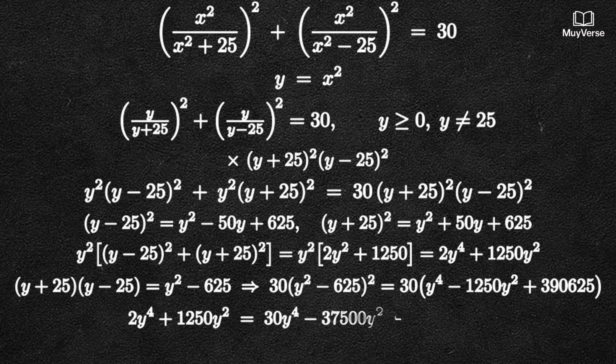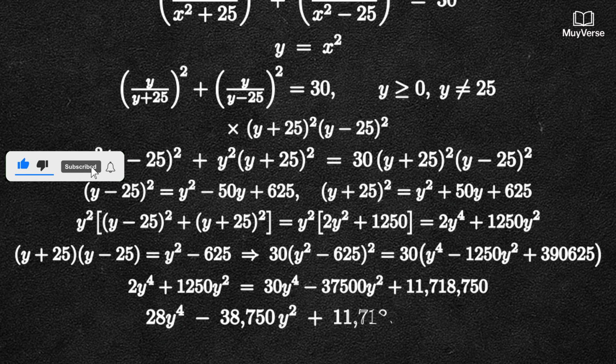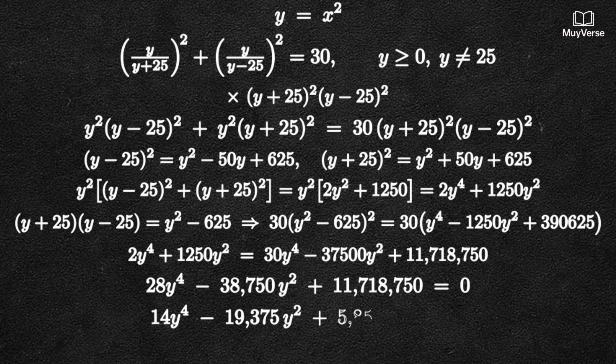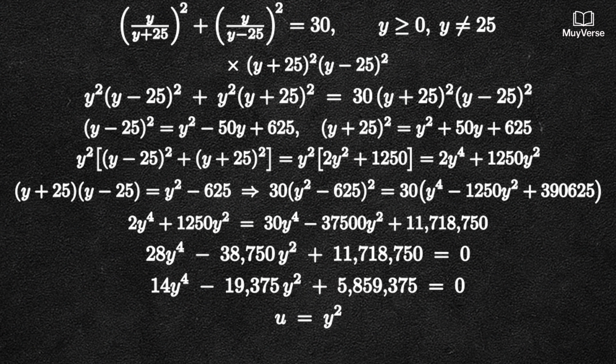We get 28y to the fourth minus 38,750y squared plus 11,718,750 equals 0. Divide everything by 2 to simplify. Step 5. Let u equal y squared. Then we have a true quadratic in u.